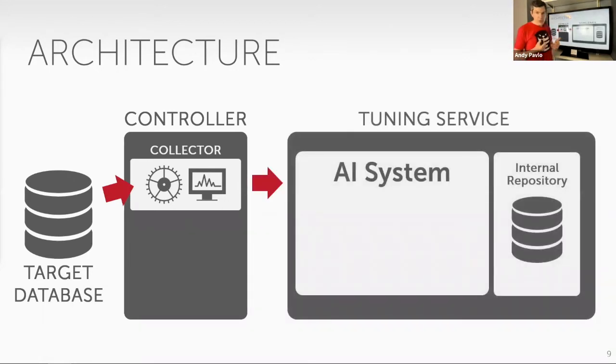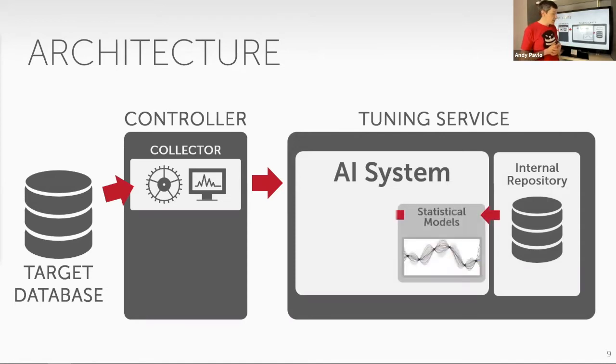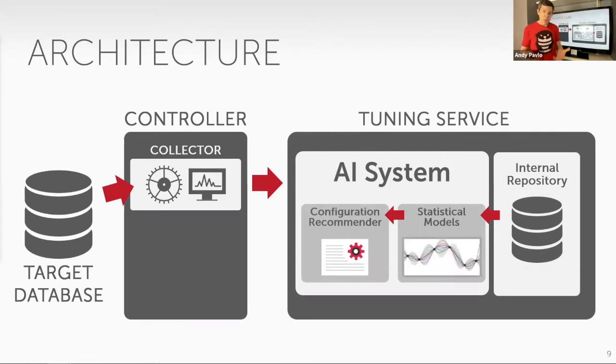So the controller is going to collect this information and then ship it over to our tuning service. We're going to store this in our own internal repository of every single tuning session we've ever done for any database ever. And then we're going to use that data to train statistical models that can predict how the database system will perform as we change the values for these knobs.